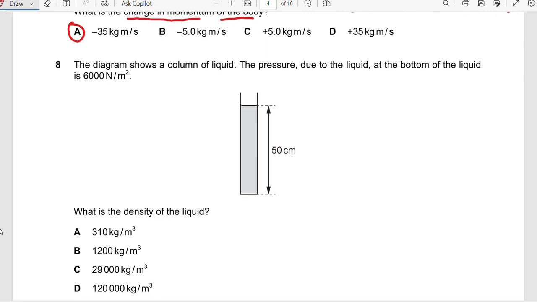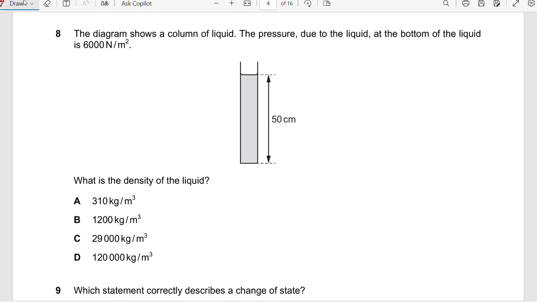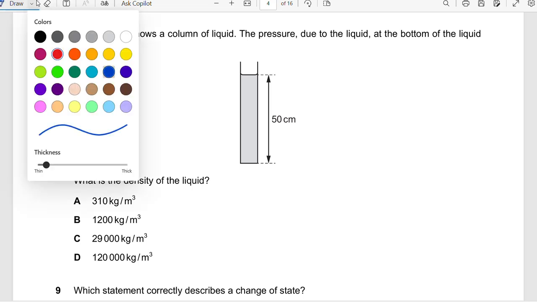Let's go to question 8. Okay, I hope I'm not moving fast. If you think that, please feel free to go back to the question again.